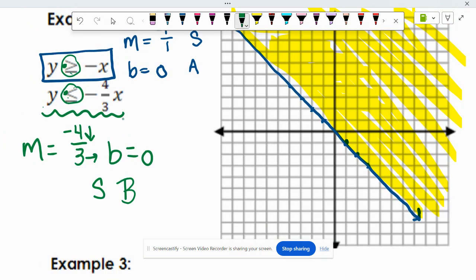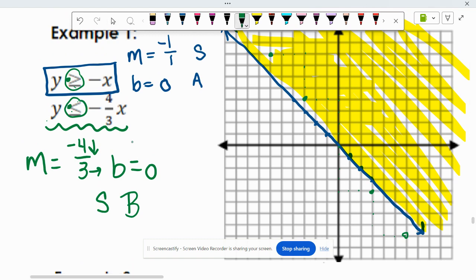So I'm going to begin at 0. And from there, I'm going to go down 1, 2, 3, 4, to the right 1, 2, 3. I'm going to keep doing that. I'm also going to go from 0 and go up 1, 2, 3, 4, to the left 3. And this is going to be a solid line. And I'm shading below.